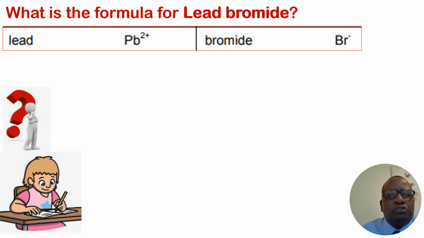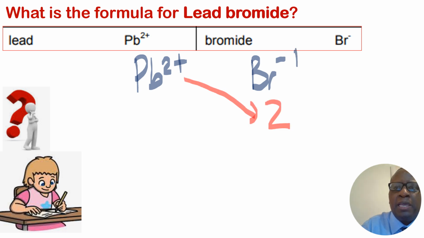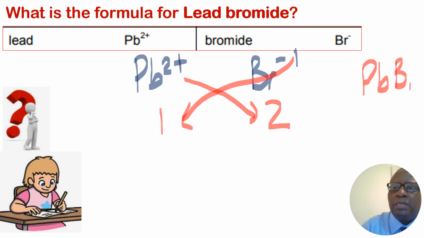Right, we could try this one again. Lead bromide. We are given the ions, so it's easy. Lead bromide. So again, this 2 goes there and this one goes there. So how many leads do I have? I've got 1 lead and 2 bromines. Good. Lead bromide. Well done.